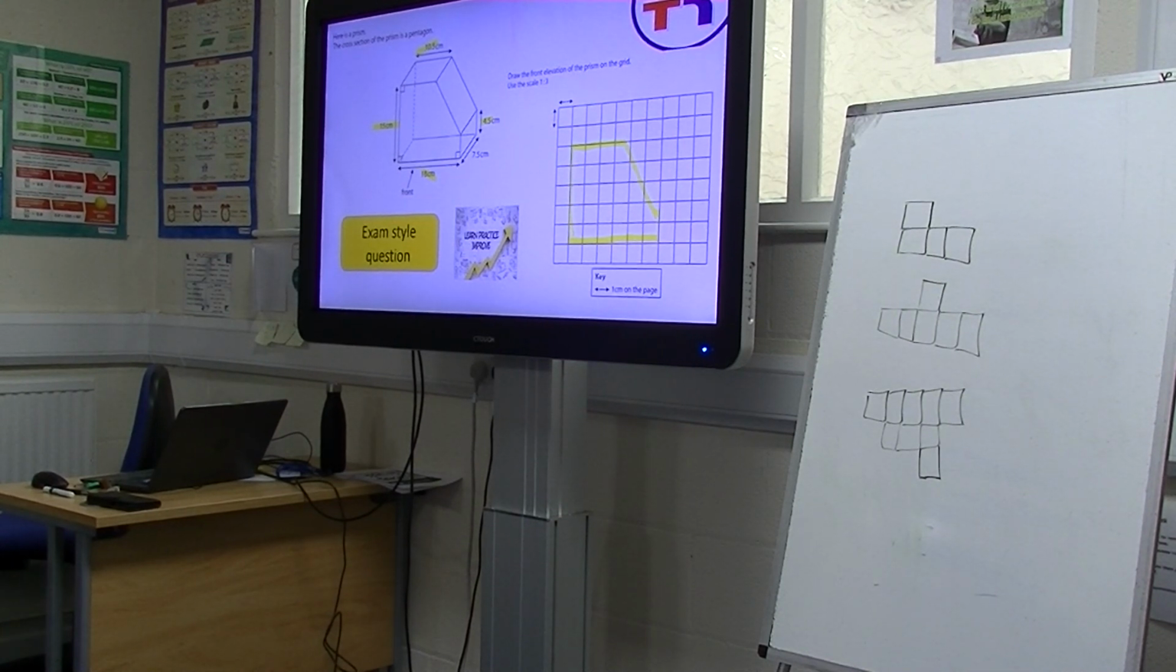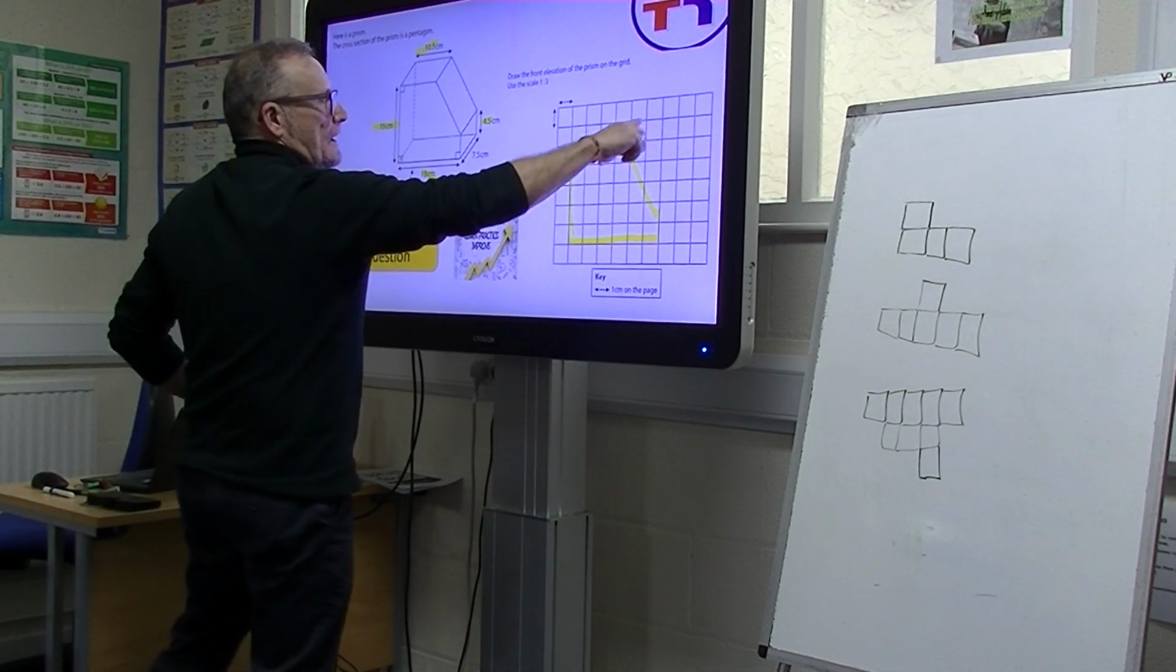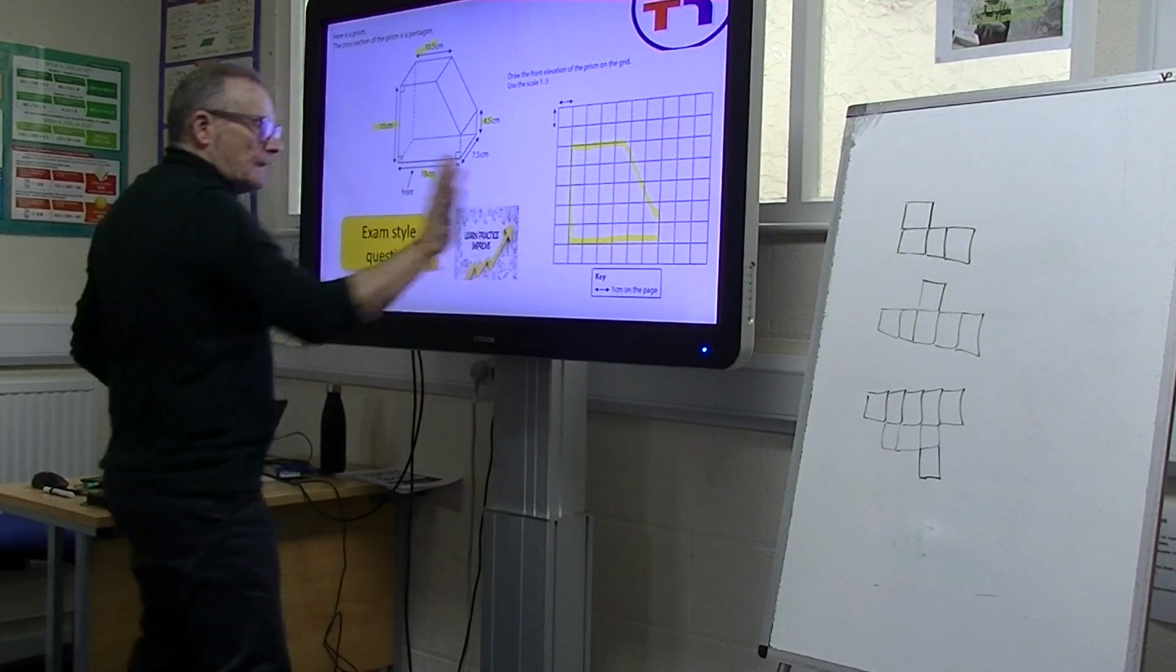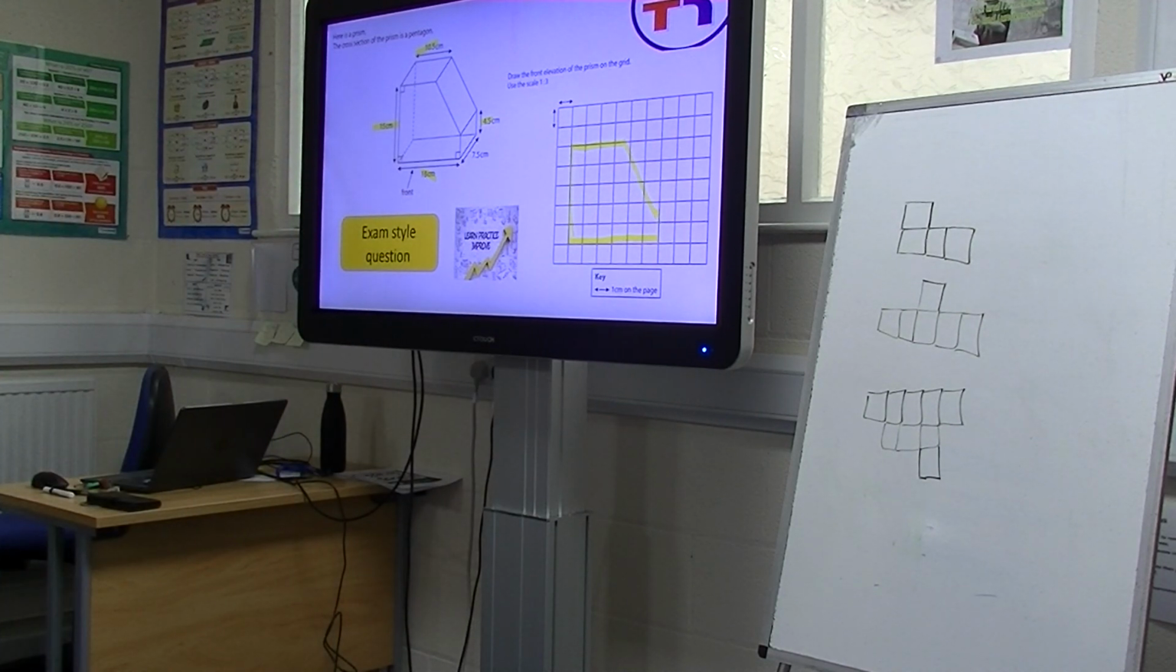Good stuff. So you don't need to do this. You don't need to make that into a three-dimensional. That's as it is. That stays exactly as it is because you're just looking at the front. Okay, so far so good.